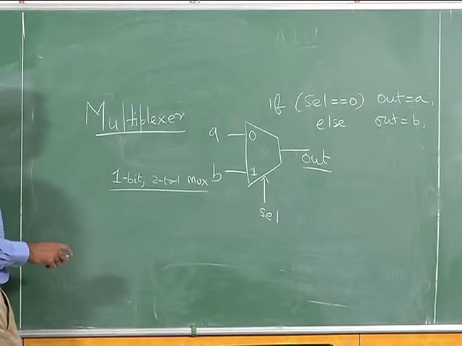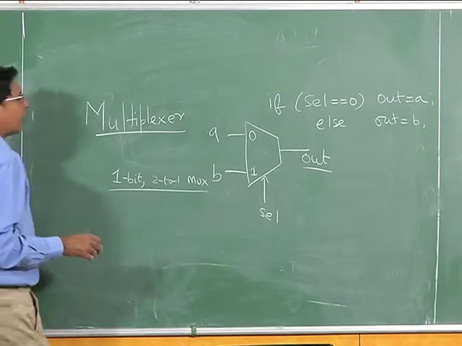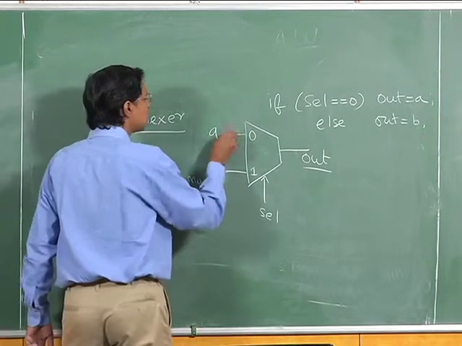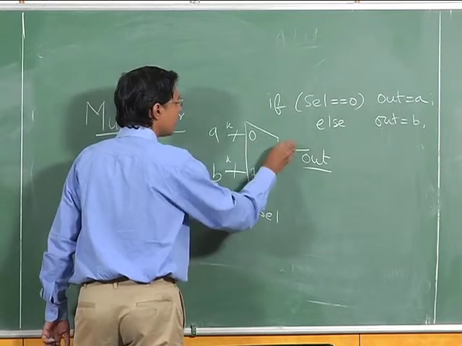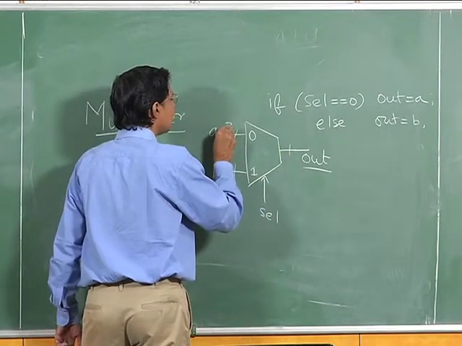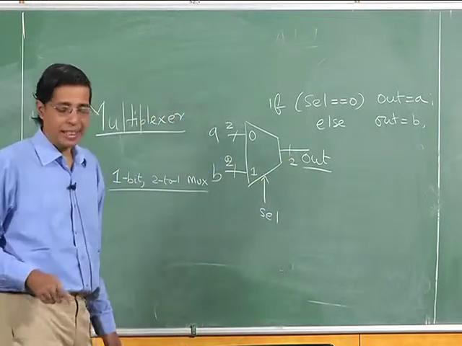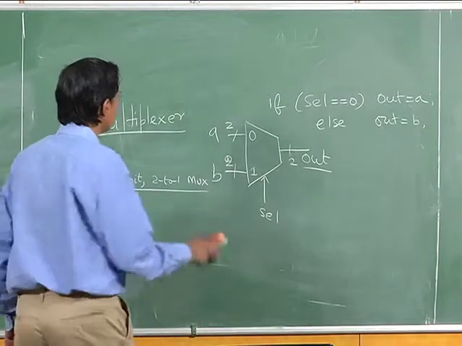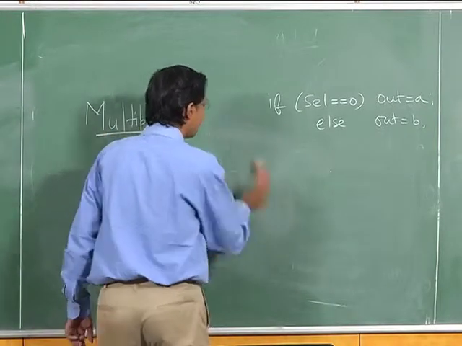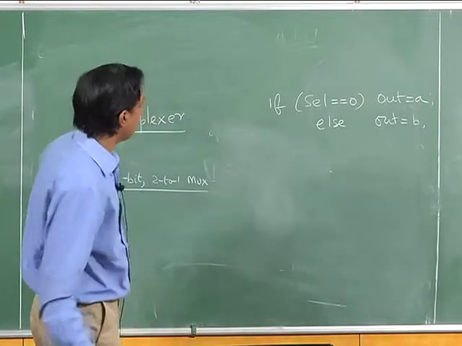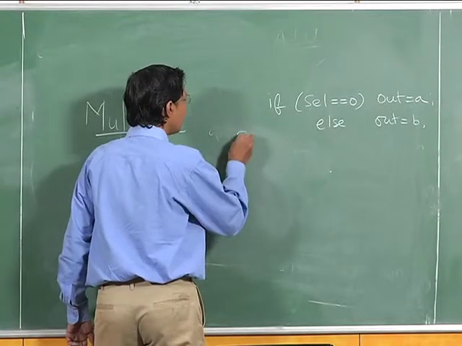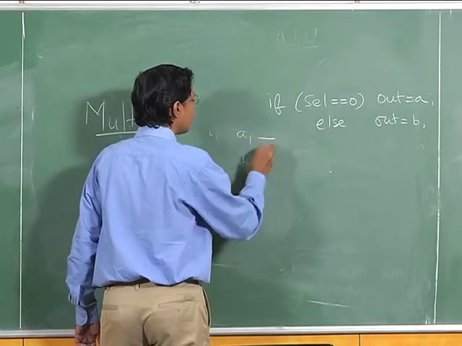Suppose I want this to be K, say let us say 2 bits, each one to be 2 bits. How will I realize it? It is a very simple thing. I put, let me call that A and B as A1 B1 and A2 B2.